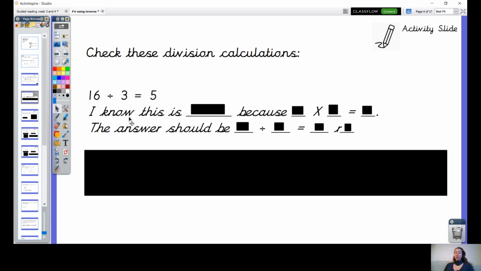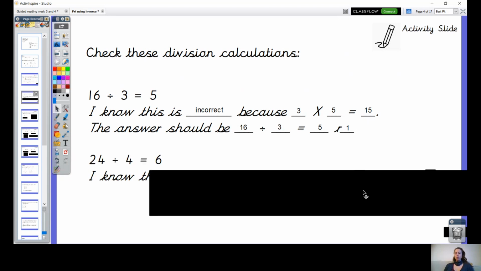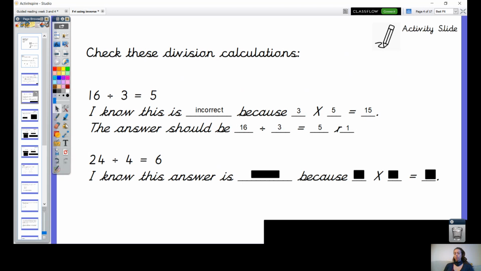Okay, well done. You should have written, I know this is wrong or incorrect because 3 times 5 is 15. So we know that that was the wrong answer on this occasion. The answer should be 16 divided by 3 is 5 remainder 1. Well done if you got those correct. Let's have a look at another one. So let me talk you through it first and then you're going to have a go.